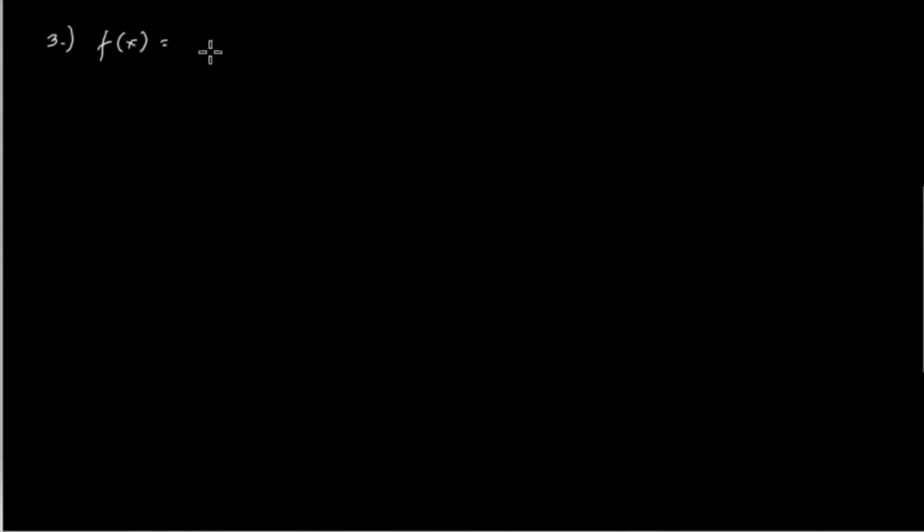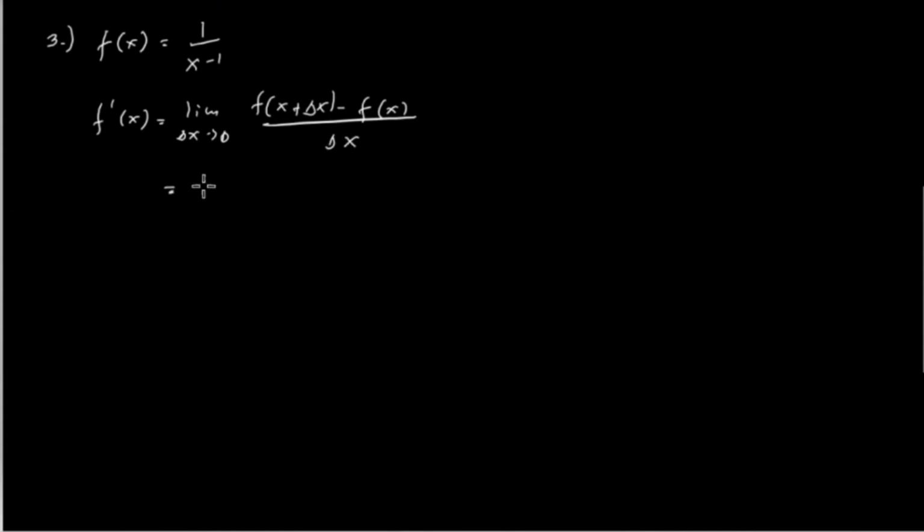f of x is equal to 1 over x minus 1. So this is a fraction. By formula, f prime of x is equal to the limit of delta x approaches 0 of f of (x plus delta x), close parenthesis, minus f of x, and divide by delta x. The limit of delta x approaches 0 of the function of x plus delta x, or 1 over x plus delta x minus 1, minus the function of x, which is 1 over x minus 1, and then we divide by delta x.